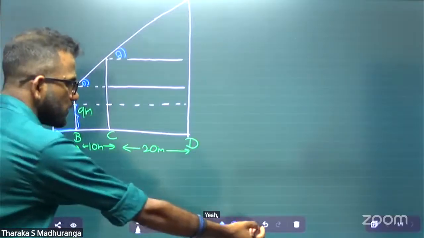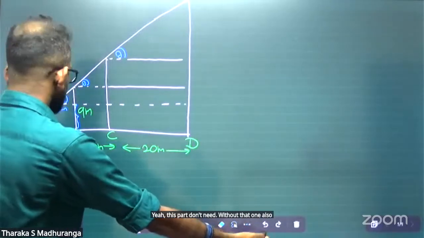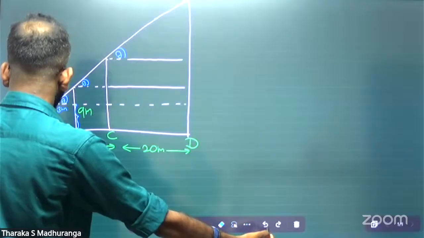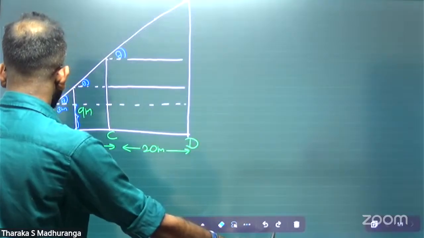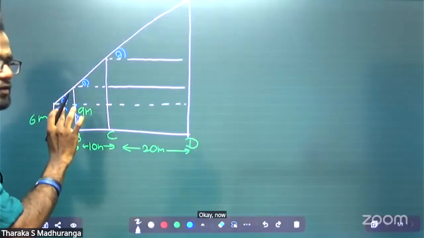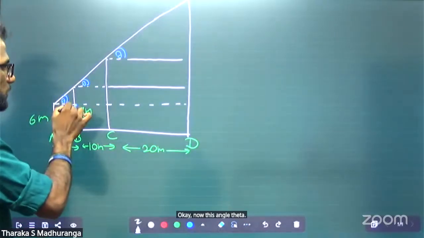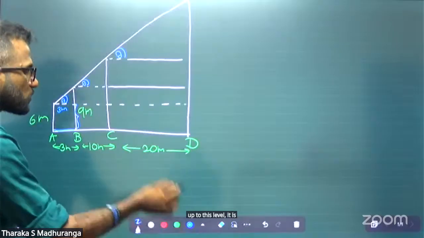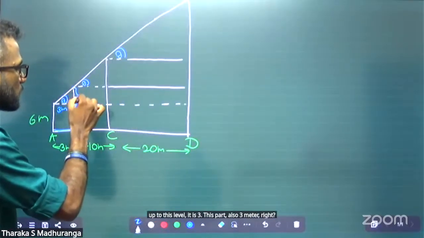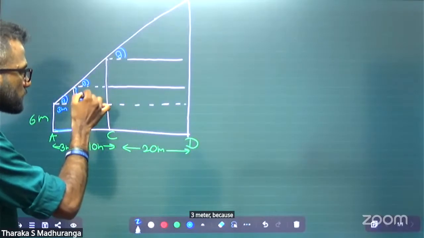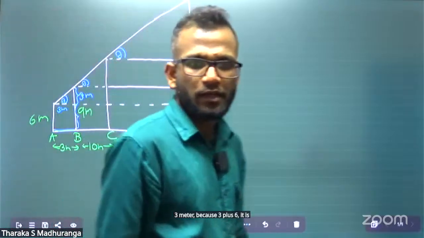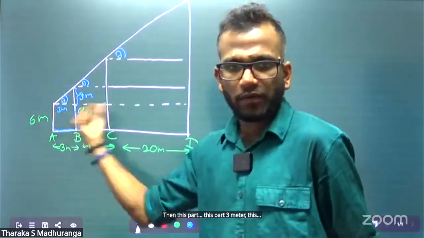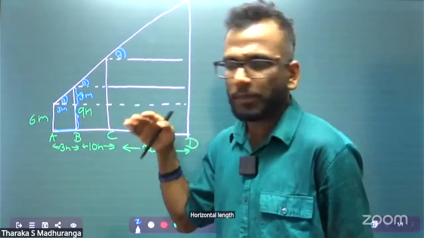Yeah, this part we don't need. Without that one also we can find this. Okay, now this angle theta, this part is 3 meter, and up to this level it is 3. This part also 3 meter, right? 3 meter because 3 plus 6 is 9. It is given. Then this part 3 meter, this horizontal length also 3 meter.